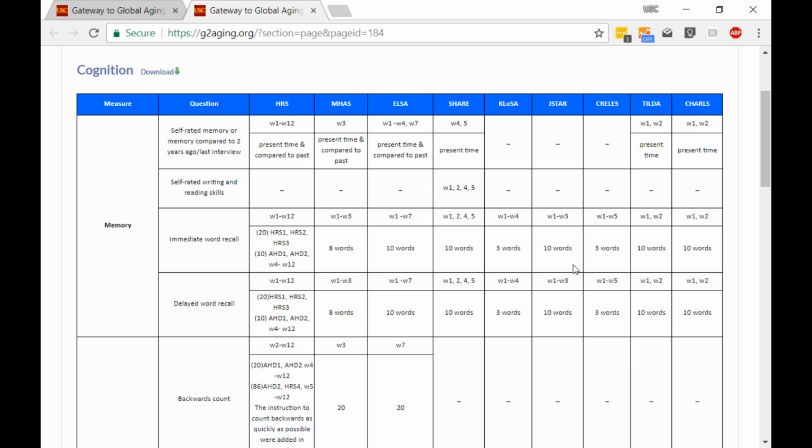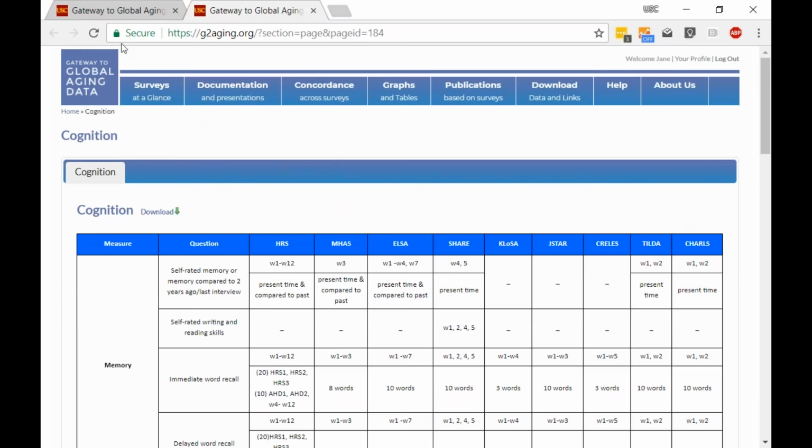So say we wanted to use this test, and I wanted to know just which studies I can use to compare this test exactly, perhaps the 10-word test, right? So I know that I can use HRS, I can use ELSA, I can use SHARE, I can use JSTAR, I can use TILDA, and I can use CHARLS. So it's all right here in one table.